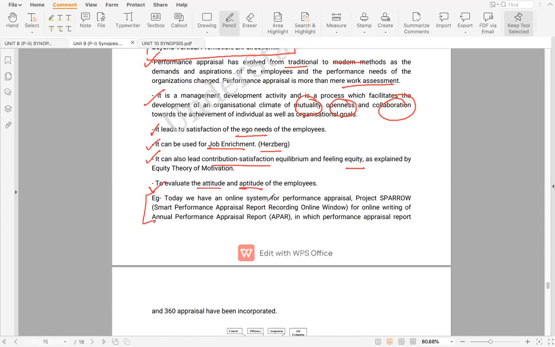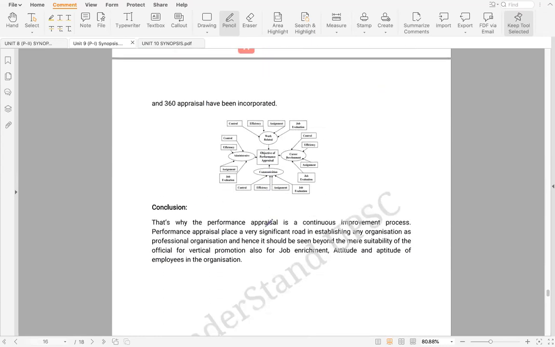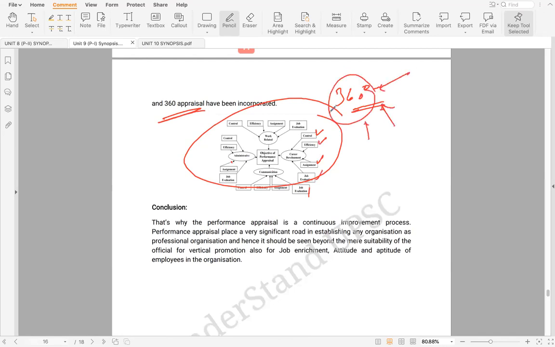So for example, today we have online assessment for performance appraisal. We have SPARROW, PROBITY and SOLVE. SPARROW stands for Smart Performance Appraisal Report Recording Online Window, for online writing of annual performance appraisal reports, in which 360-degree appraisals have been incorporated. You have to talk about what all inputs are coming in from the 360 degree and what the values are that they are working on: control, efficiency, assignment, etc. Also, you can talk about the multiple stakeholders that get involved in 360-degree performance appraisal.